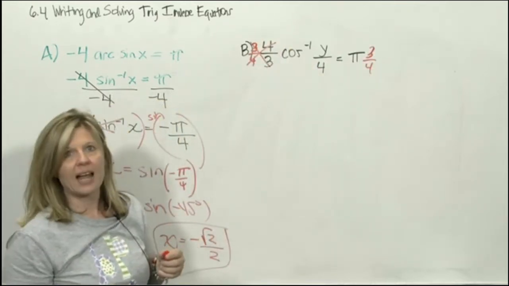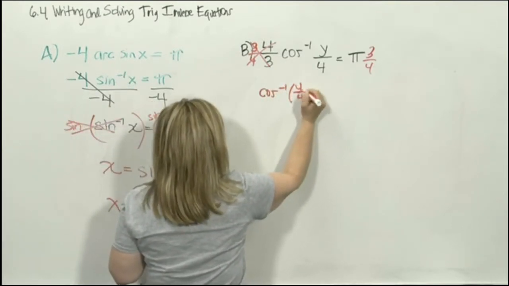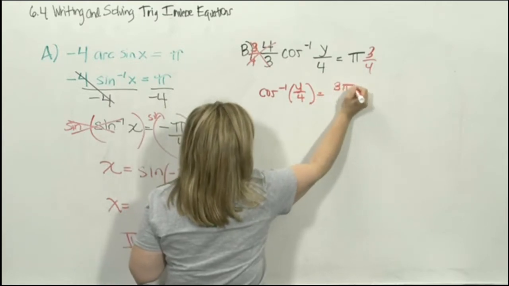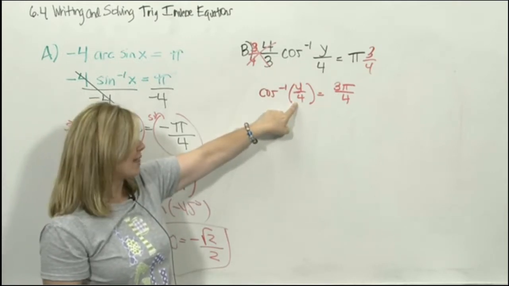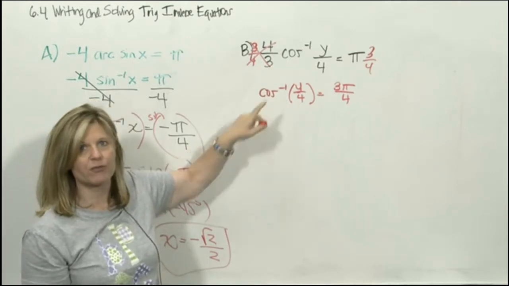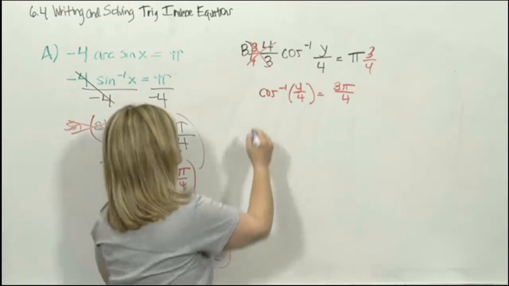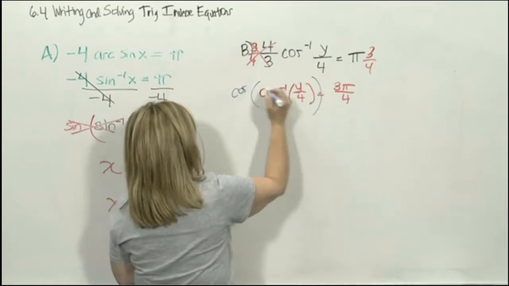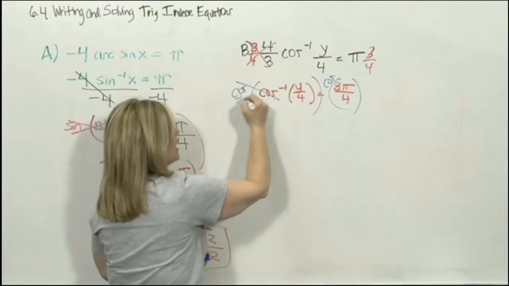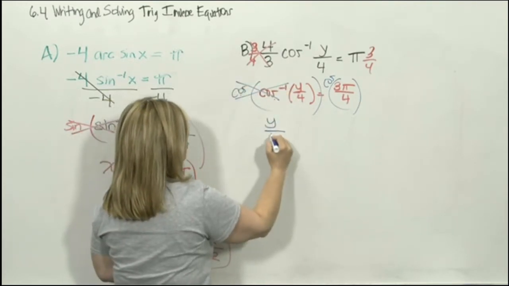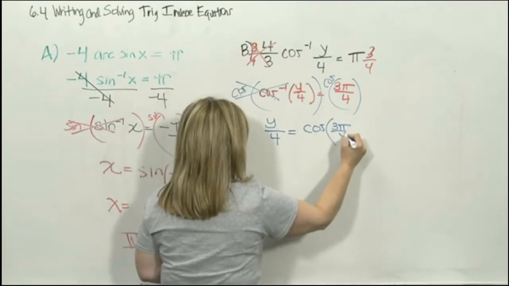3/4 times 4/3 cancels. It makes 1. So now we have cosine inverse y over 4 equals 3 pi over 4. I can't get the 4 out of there yet because it's connected to the trig inverse function. So I have to get rid of the trig inverse function. The opposite of cosine inverse is to put a cosine on each side. Cos and cosine inverse will cancel out. That'll leave us y over 4. On the right side, I have cosine 3 pi over 4.